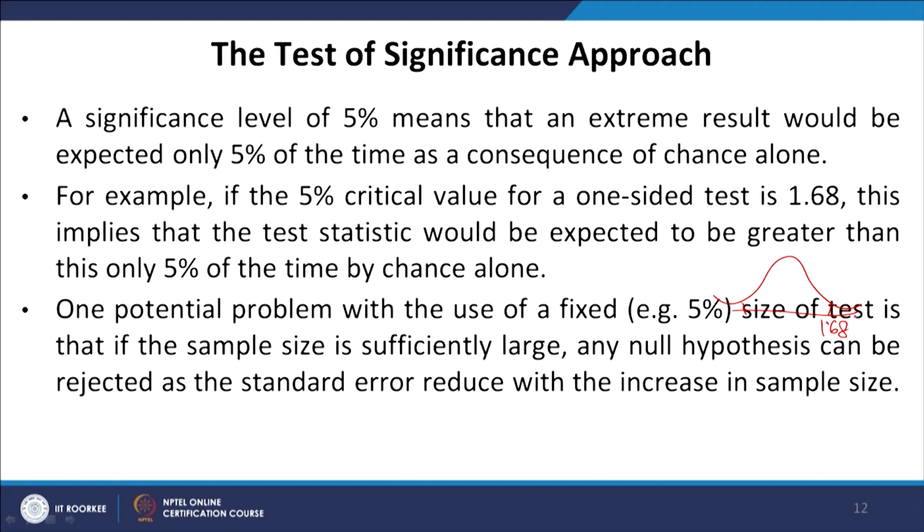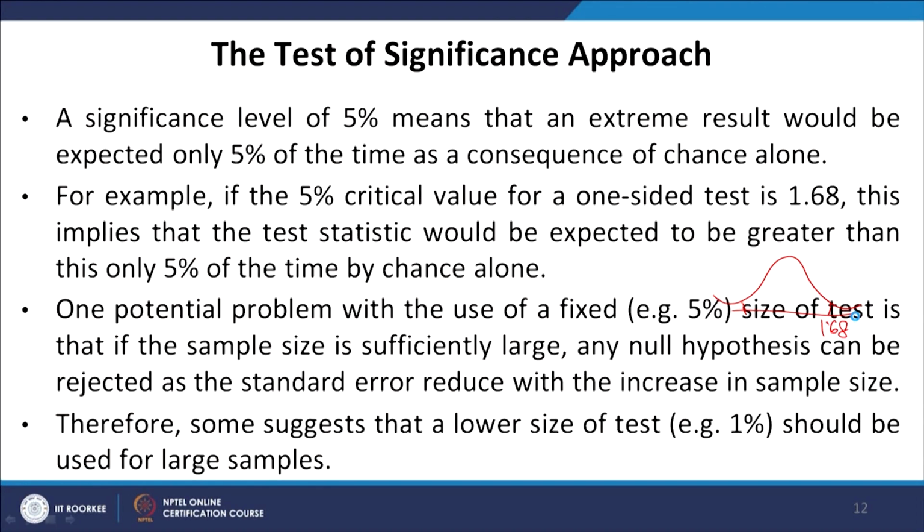One potential problem with the use of a fixed, for example 5% size of test, is that if the sample size is sufficiently large, the null hypothesis can be rejected as the standard error reduces with the increase in sample size. Therefore, some suggest that a lower size of test, for example 1%, should be used for large samples. So, for large samples we would recommend going for a lower size of test for the reasons explained here.